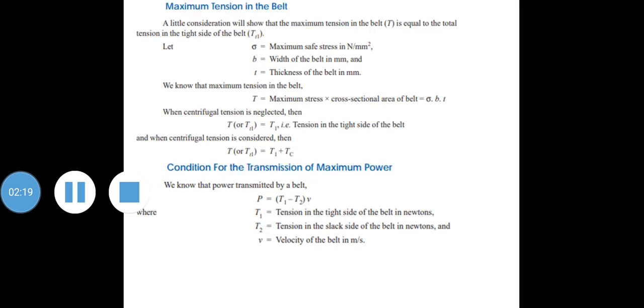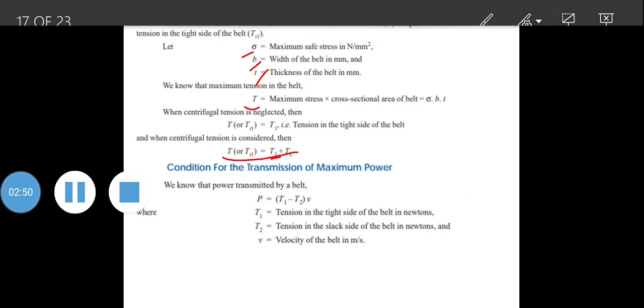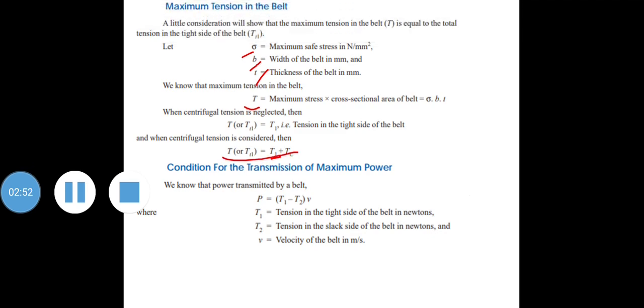Now coming to the maximum tension in the belt. Regarding the maximum tension, the stress produced is denoted by this symbol, b is the width of the belt, and t is the thickness of the belt. Here the maximum tension, T, will be equal to the tension produced in the tight side, that is T1, plus the centrifugal tension. So this is the equation obtained for the maximum tension of the belt.